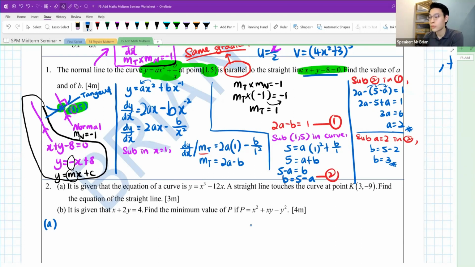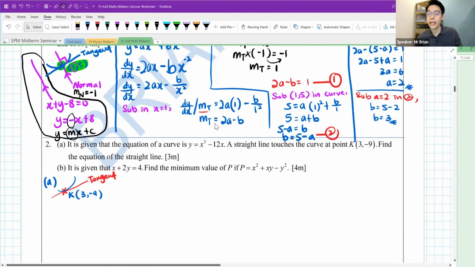Don't know how to start? Draw it out. You have a curve. They say there is a straight line that will touch at one point only. Any line that touches just one point, that is what we call a tangent line. Only a tangent line will touch one point, and they say this point is called K, which is 3, -9. They didn't mention the word tangent, but from my own understanding, touching one point is a tangent, so I figure out they are actually asking me to find the equation of the tangent.